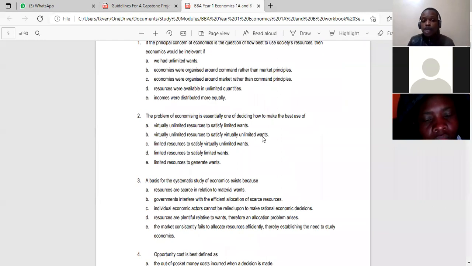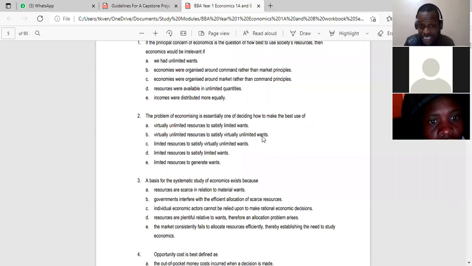A says you have virtually unlimited resources to satisfy limited wants. Is that the definition of economics? No, that's not the definition. That's the opposite of the definition of economics. B, virtually unlimited resources. Again, the moment we say unlimited resources in economics, that just doesn't sit right, because economics is about limited resources and unlimited wants. So that's not okay.